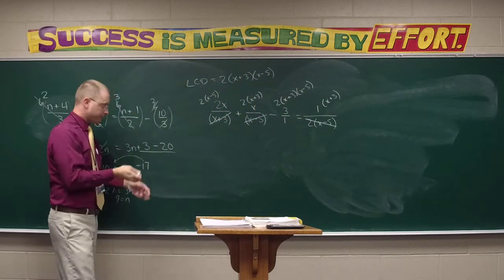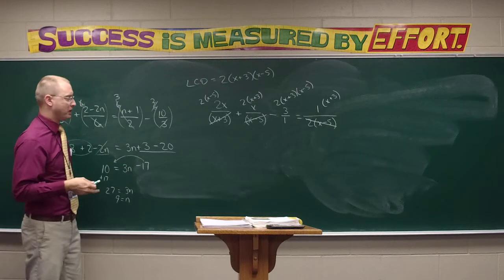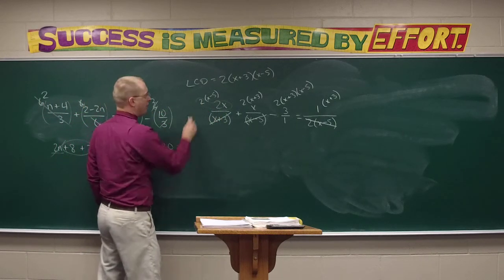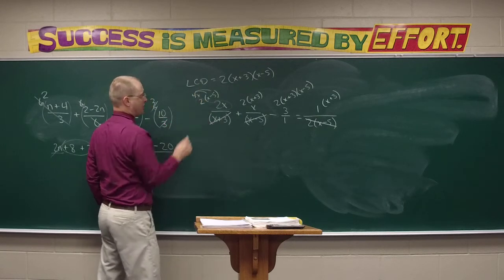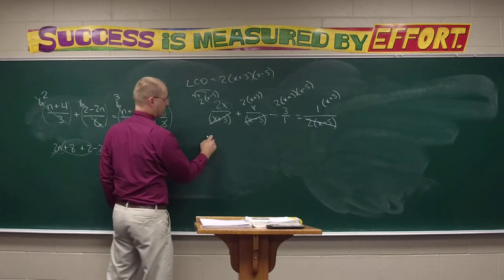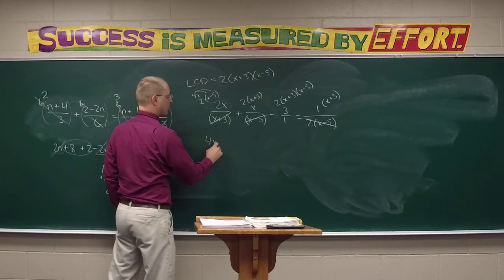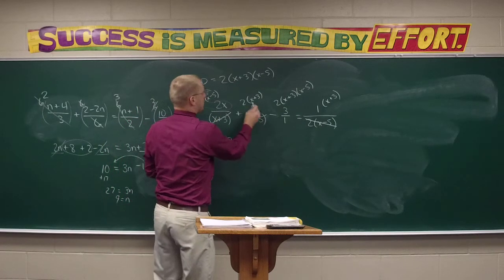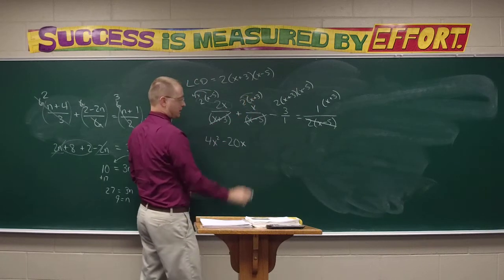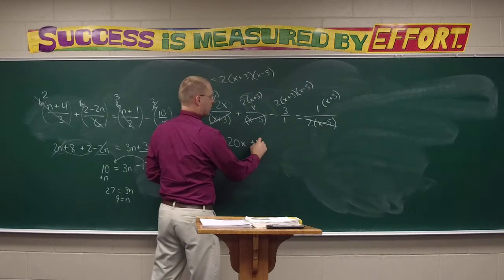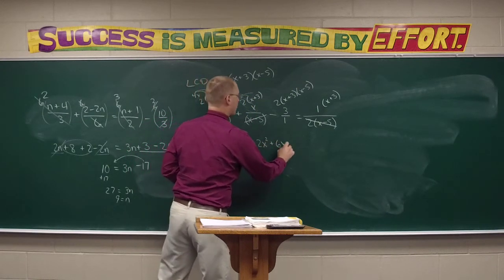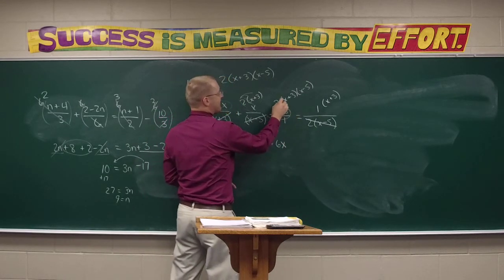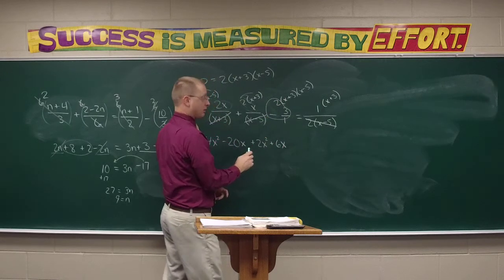Strategy tip: combine monomials before you do anything else. Get the 2 and the 2x together to get 4, and then distribute the 4x to the x minus 5. 4x squared minus 20x. Here, let's get the 2 and x together and then distribute a 2x, class. Here, I'm going to get the negative 3 and 2 together.